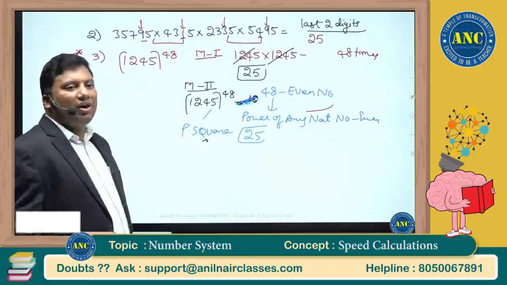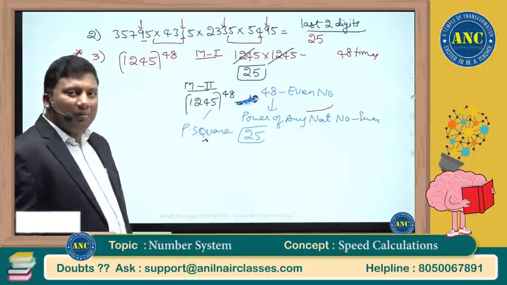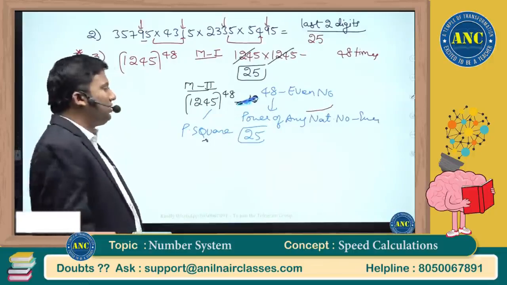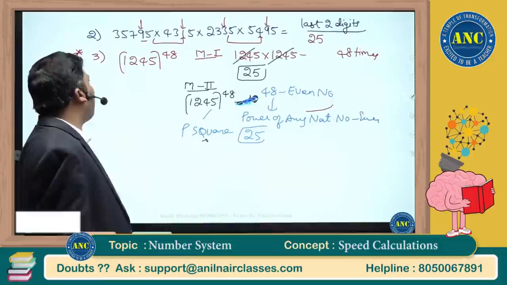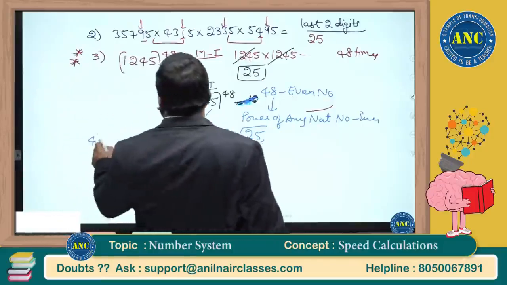Dheeraj, 55 will not come. From where 55 will come? Why? Because in any perfect square ending with 5, tens place is 2. Why it is 2? We already discussed.